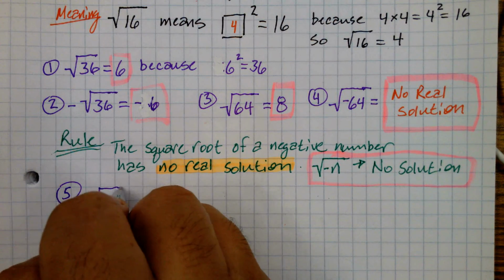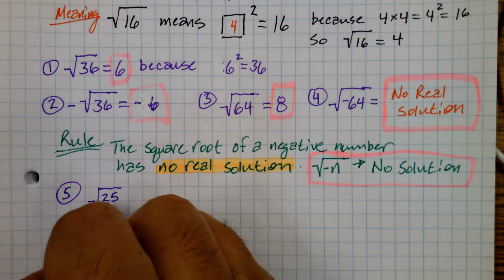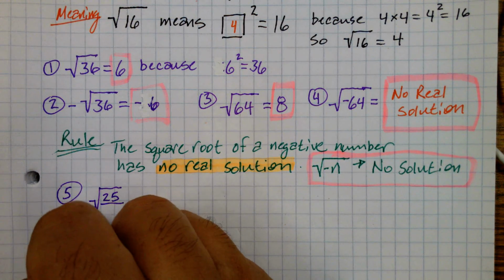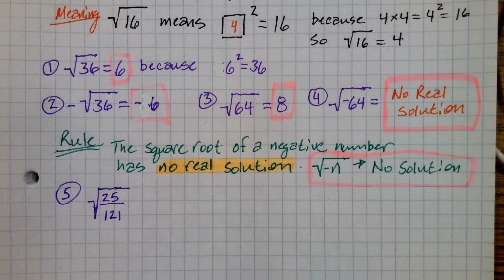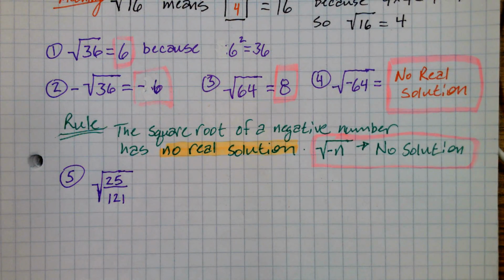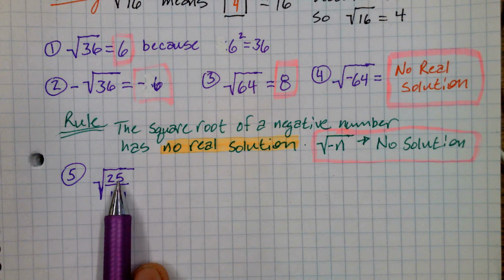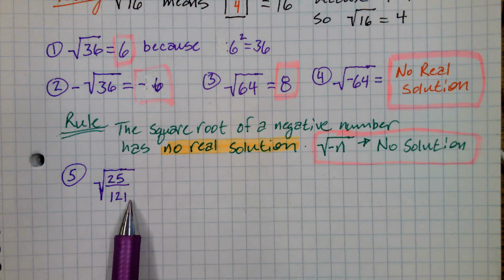Square root of 25 over 121. Go ahead and write down that one. Square root of 25 over 121. It's a fraction, right? But what do you notice about the numbers 25 and 121?